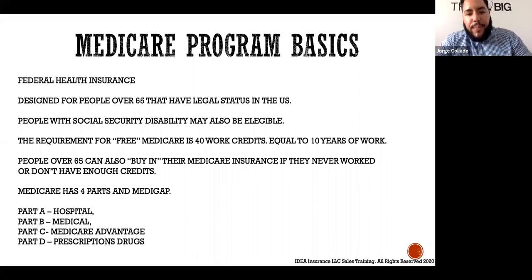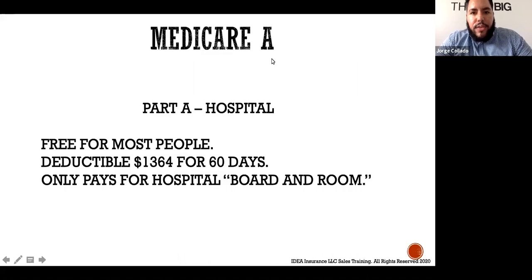Now, Medicare has four parts. Part A, which is hospital; Part B, which is medical; Part C, which is the Medicare Advantage plans; and Part D, which is the drug coverage. And we're going to dive into detail on each one of those.